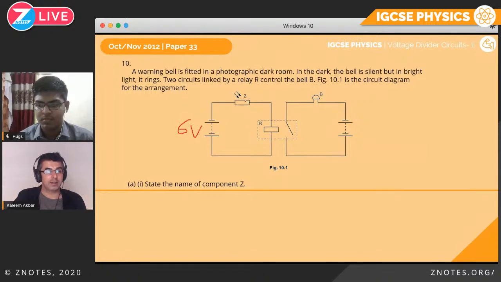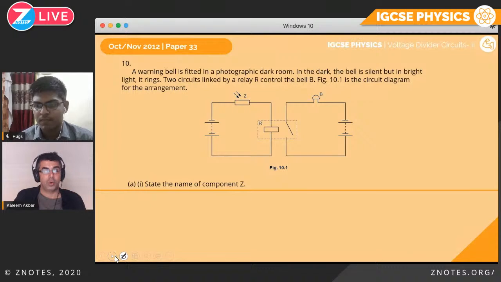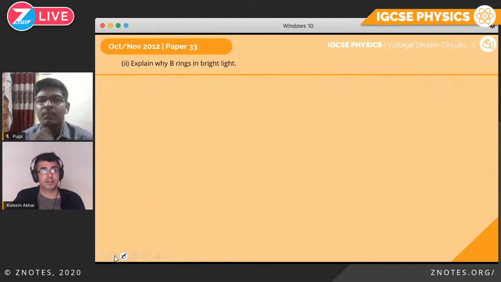When it's dark, resistance here is high. Voltage here is high. Voltage here is low. So it will not shut that switch. So let's just go through the questions. What's the name of component Z? I've already told you, light-dependent resistor or LDR.